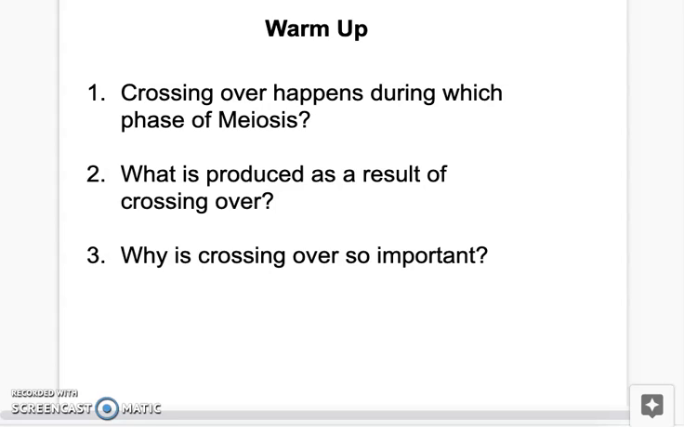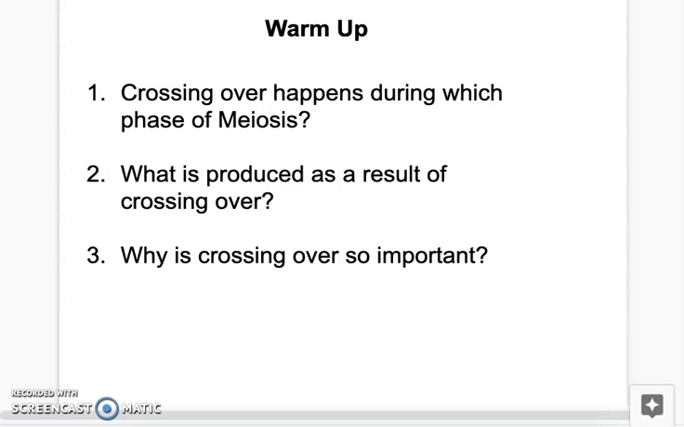If you'd like, you can pause right now, try to answer these questions on your own, and then I'm going to go through the answers. Okay, so number one, crossing over happens during which phase of meiosis? If you said prophase 1, you would be correct. It does not happen in prophase 2, only prophase 1.